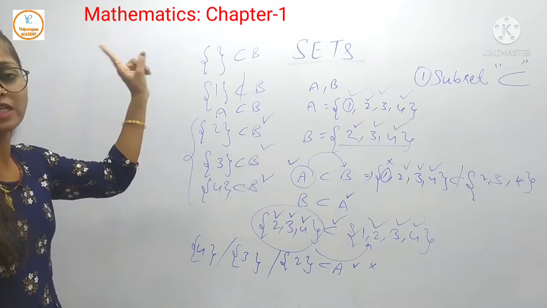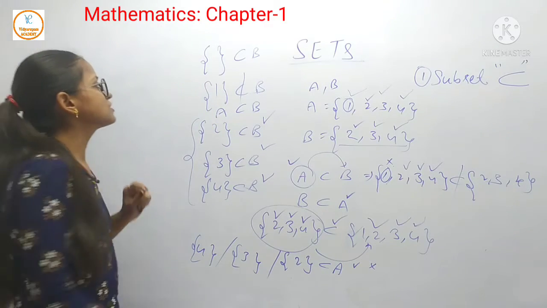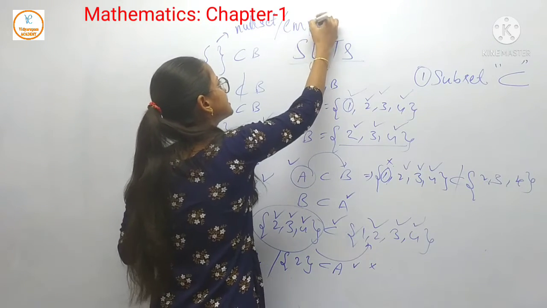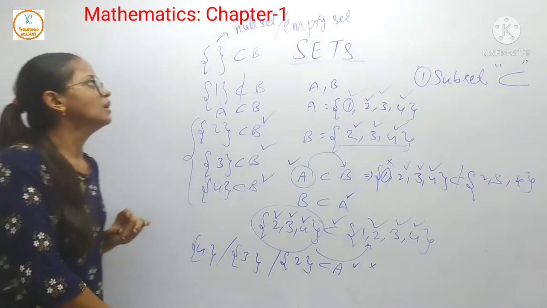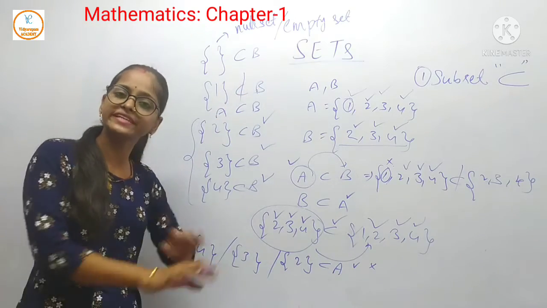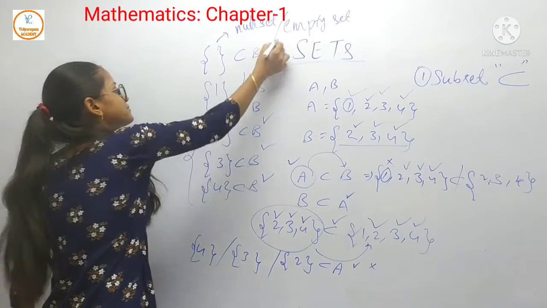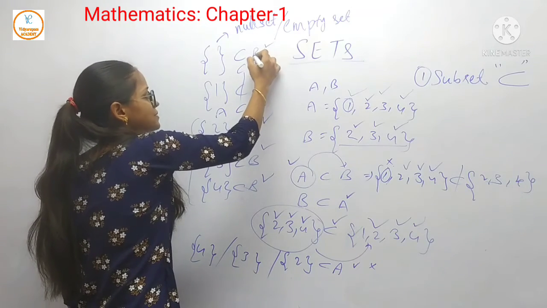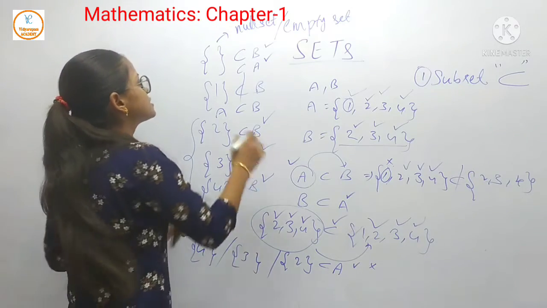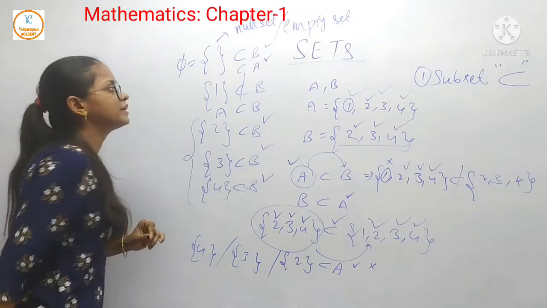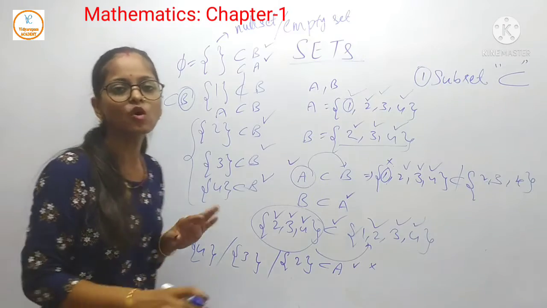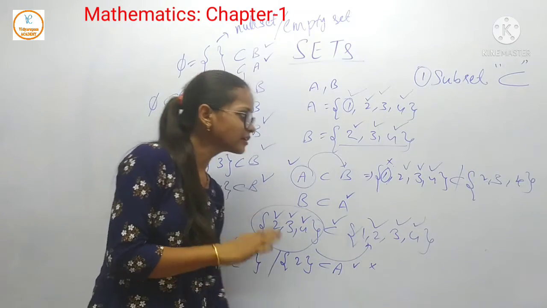Next, the third one. Will this be a subset? This is nothing but the null set, called the null set or empty set. There is a condition in subsets that the null set or empty set is always a subset of any set. So it is a subset of A or a subset of B. The null set is always a subset of any set. This is also represented by phi. So phi is always a subset of any set. It is a subset of all the sets. Okay, so these are the conditions for the subset.